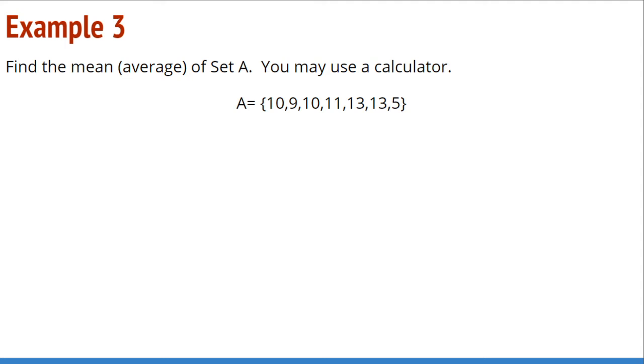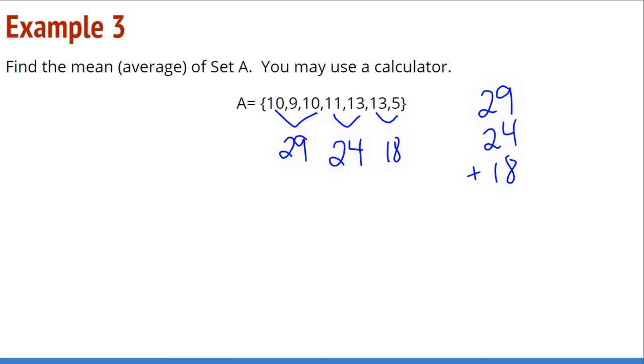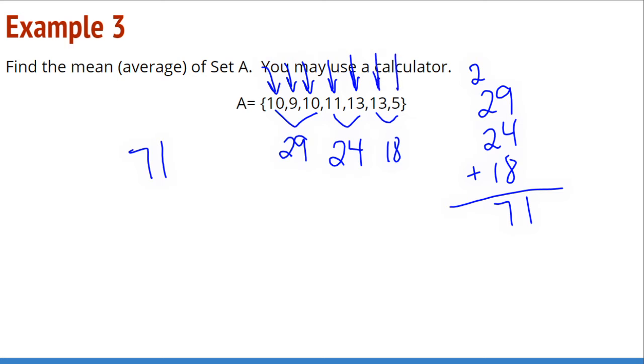All right, yet another set. Find the mean, the average of set A. You may use a calculator. So add them all together. I've got 10 and 10 is 20, plus 9 is 29. 11 and 13 is 24, and 13 and 5 is 18. 29, 24, 18. 9 plus 4 is 13, plus 8 is 21. 20, 40, 60, and 10 more is 70. I've got a total of 71. I've got 1, 2, 3, 4, 5, 6, 7. 7 items in the set.